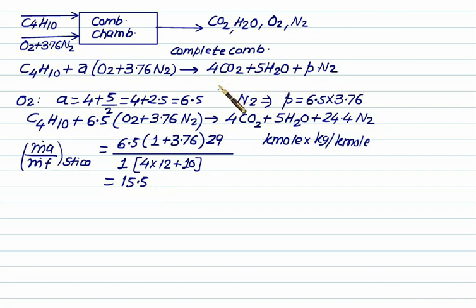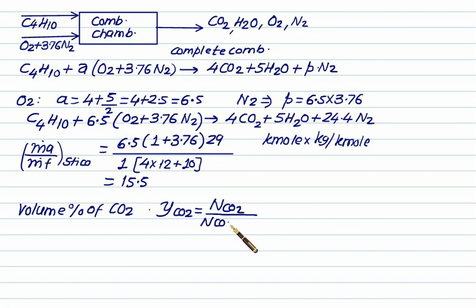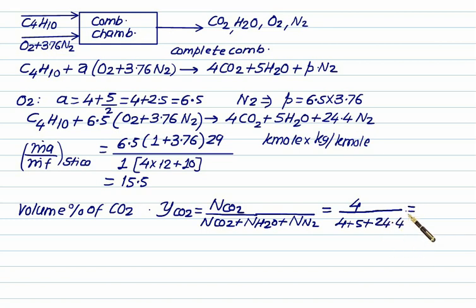Now here we want to calculate the mass fraction, which you can very easily do. Suppose I want here the volume fraction or volume percentage of CO2. Just calculate the mole fraction of CO2: the number of moles of CO2 divided by the number of moles of CO2 plus the number of moles of H2O plus the number of moles of N2, that equals 4 divided by 4 plus 5 plus 24.4. The mole fraction will be 11.96%. And if you want to calculate the mass fraction, then you have to multiply 4 with the molecular mass of carbon dioxide divided by all the molecular masses.